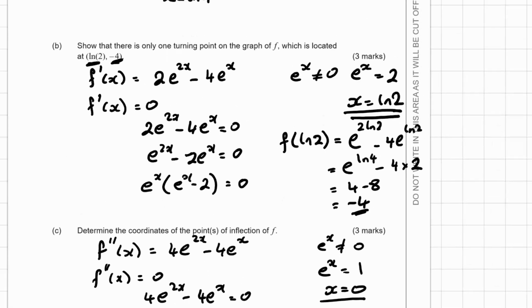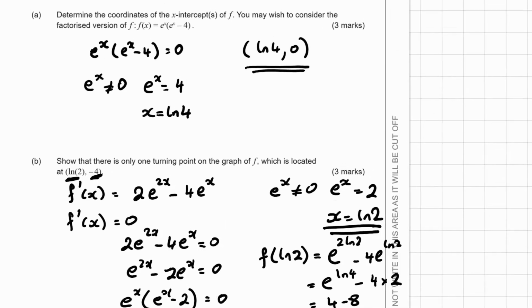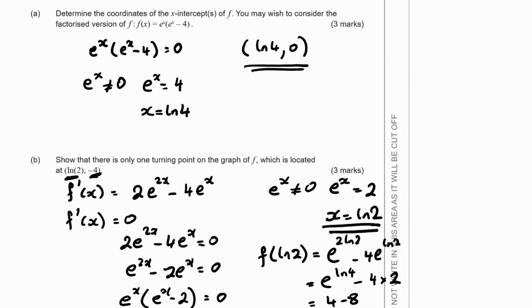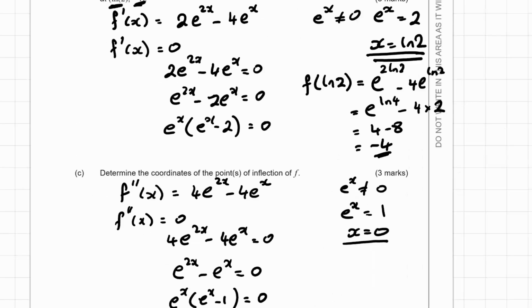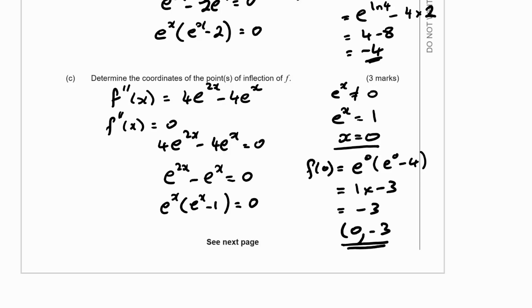And if x is 0, so let's just go from this factorized form here. f of 0 is going to be e to the 0 take away 4, which is 1 times negative 3, which is negative 3. So it's at 0, negative 3.